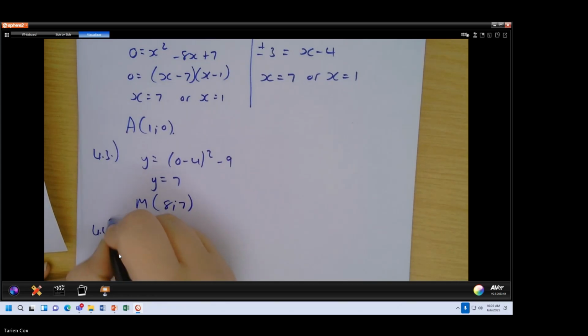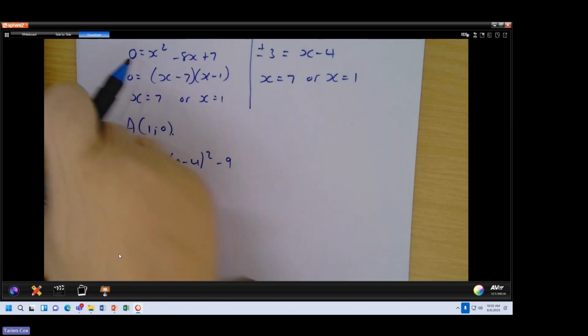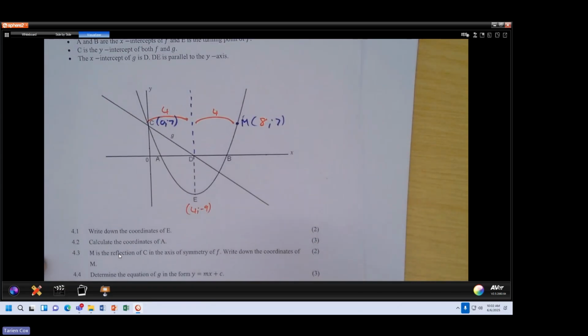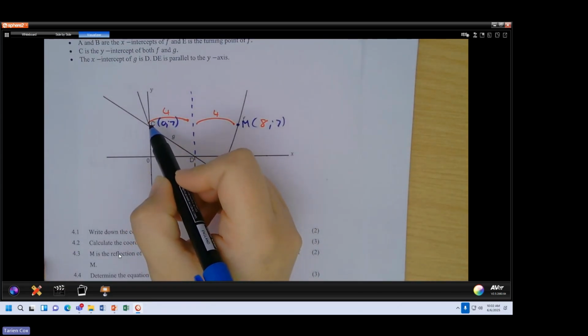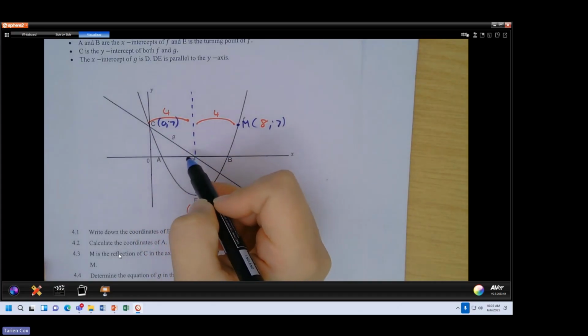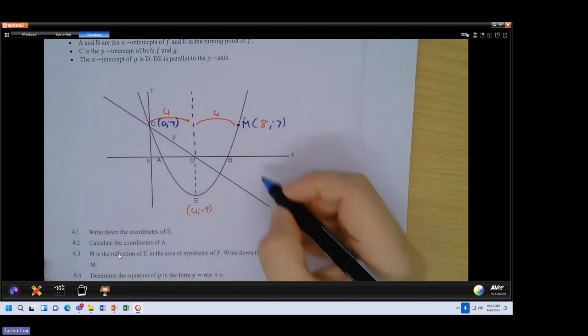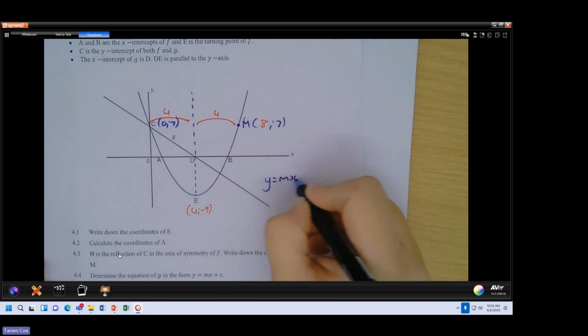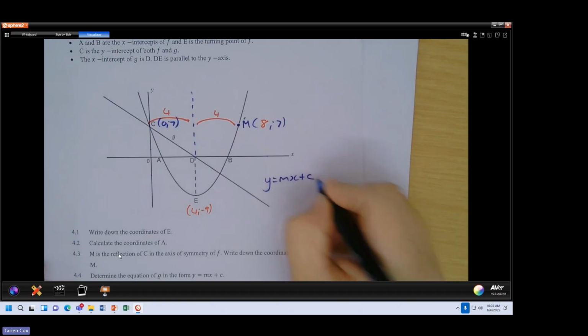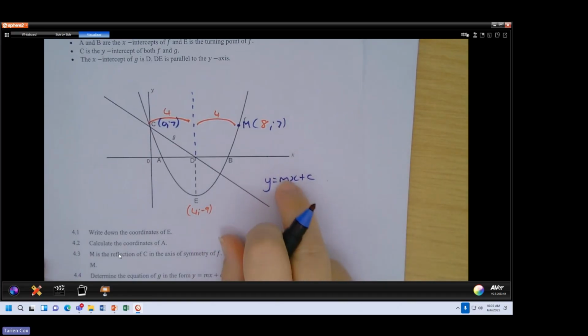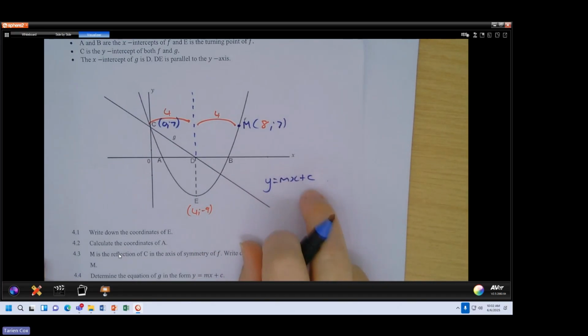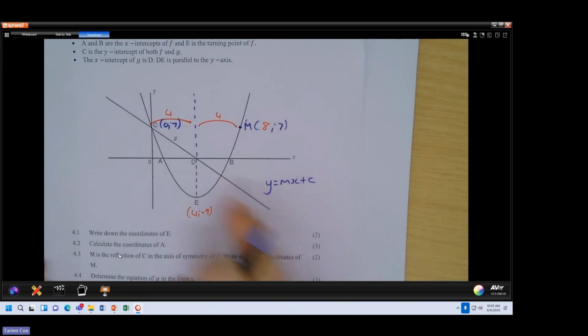4.4. Determine the equation of g. So now looking at what I've received, since I've already got the c value, it means I can use that 7 there. But what I would need is the gradient, because remember this is a straight line, so I've got y is equal to mx plus c. I would need a gradient and I would need a point or the y-intercept to substitute in.